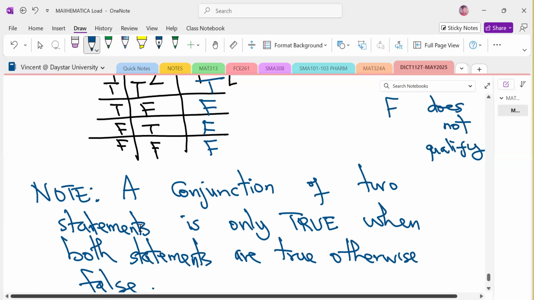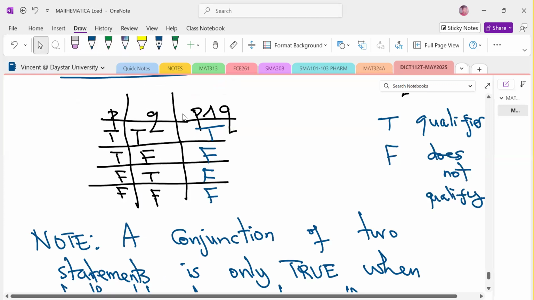So that when someone asks you to draw a truth table for a conjunction, you simply identify cases whereby all the truth values are true, then you fix T. Then other things, which is a mixture of T and F or both F, you put F. Then that will be a complete table.